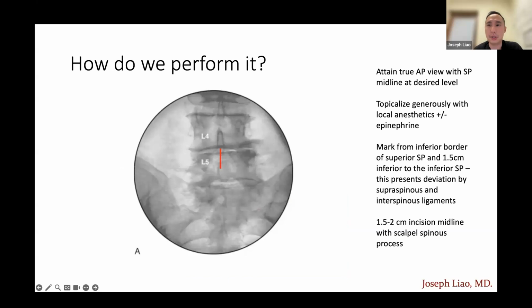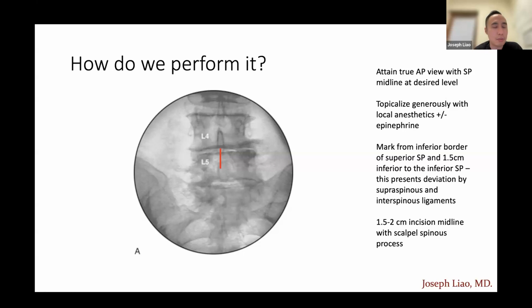So here are the steps for how we perform it. You want to attain a true AP view with the spinous process midline at the desired level. In this case, it's L4. Then you're going to infiltrate this area very generously with local anesthetic plus or minus epinephrine to reduce bleeding. Then you want to mark out the inferior border of the superior spinous process and draw a line 1.5 centimeters down. You really want to make this as straight a line as possible. This will prevent any deviation from the supraspinous and interspinous ligament.